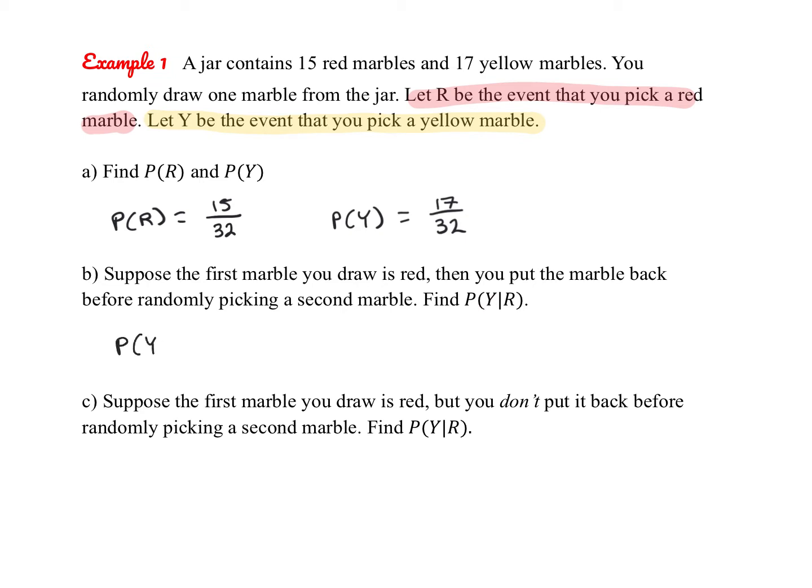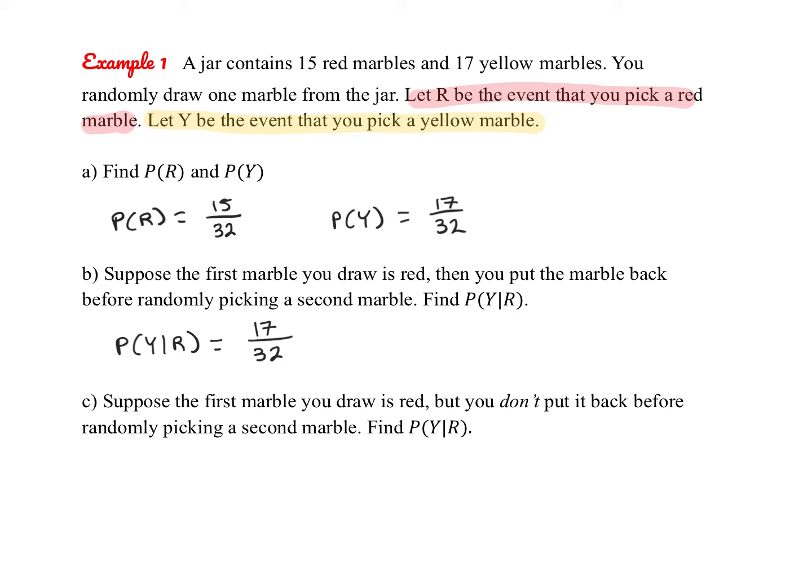In this case, we're still going to look at the number of favorable outcomes. There are still 17 yellow marbles in our bag when we make our second pick. And since we put that marble back after the first pick, our total number of outcomes for the second pick is still 32. So because we put that marble back, the probability of Y given R is just the probability of Y. The total number of outcomes was still the same, and the number of favorable outcomes was still the same.